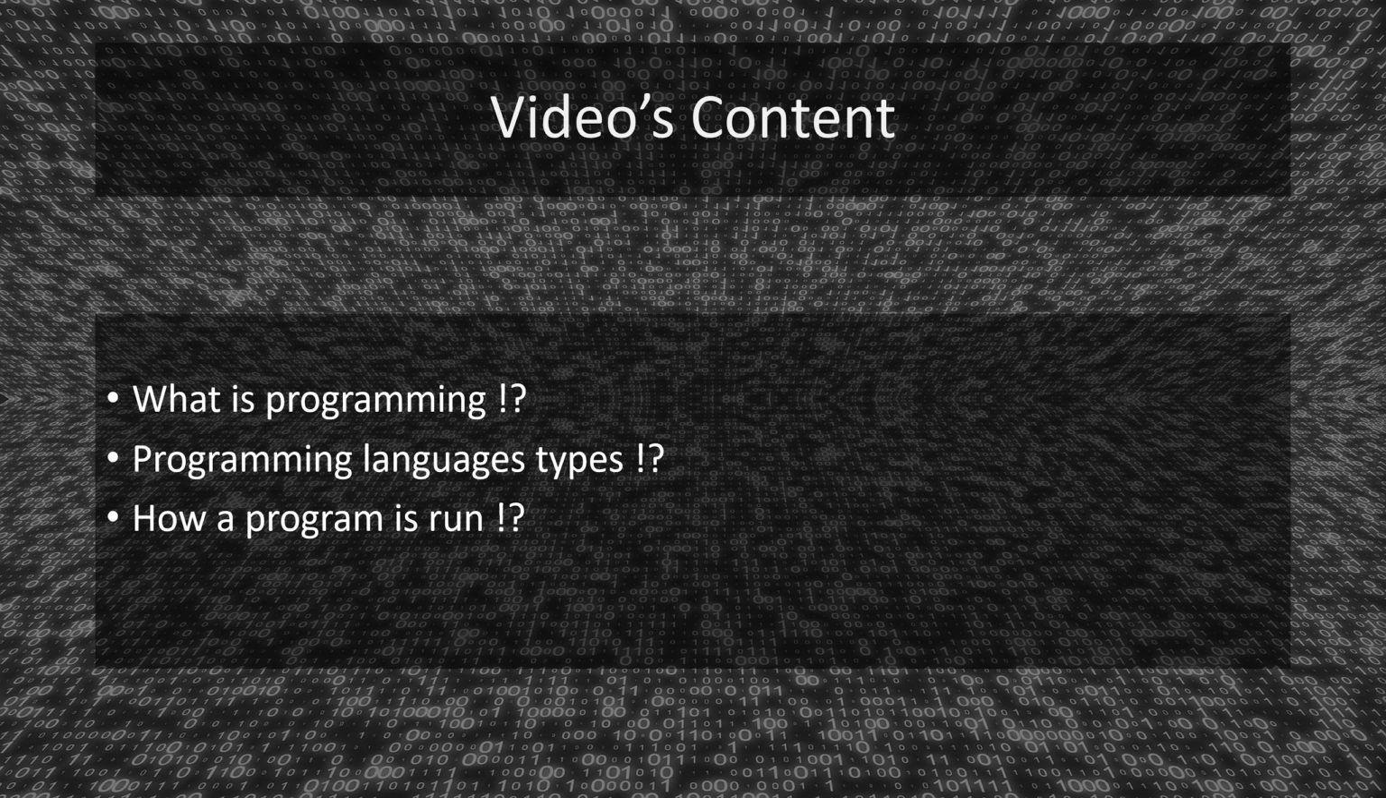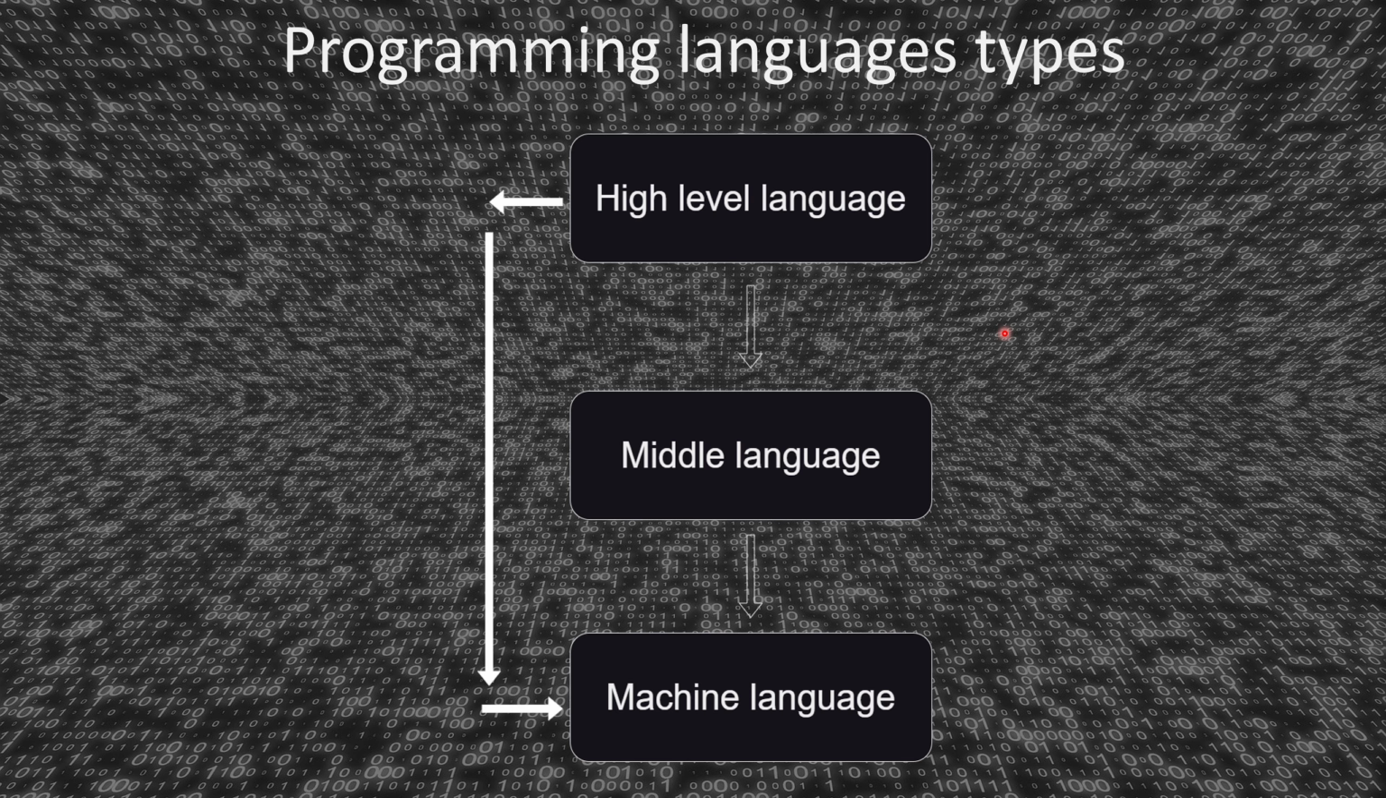What is programming? What are programming language types and how is a program run? Basically, if you want your computer to do a work or a job or a specific task, you need to tell it to do it. How? We are going to send it instructions. How do we send these instructions to this computer? We use what's called a programming language. So programming is writing these instructions and sending them to the computer to do a job or a task using a programming language. Programming languages have types, and we're going to see these types next.